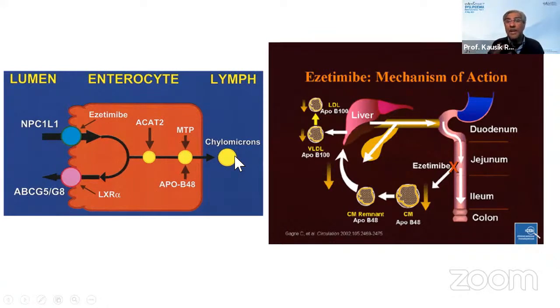And so we can actually interfere with that step. So now if you reduce the delivery of these particles to the liver, the net effect from the liver is now to produce more LDL receptors. If I produce more LDL receptors, blood levels are going to fall. So when you add in ezetimibe, you get somewhere between 20 and 25% lowering of LDL cholesterol, either as monotherapy or when you add it to a statin.